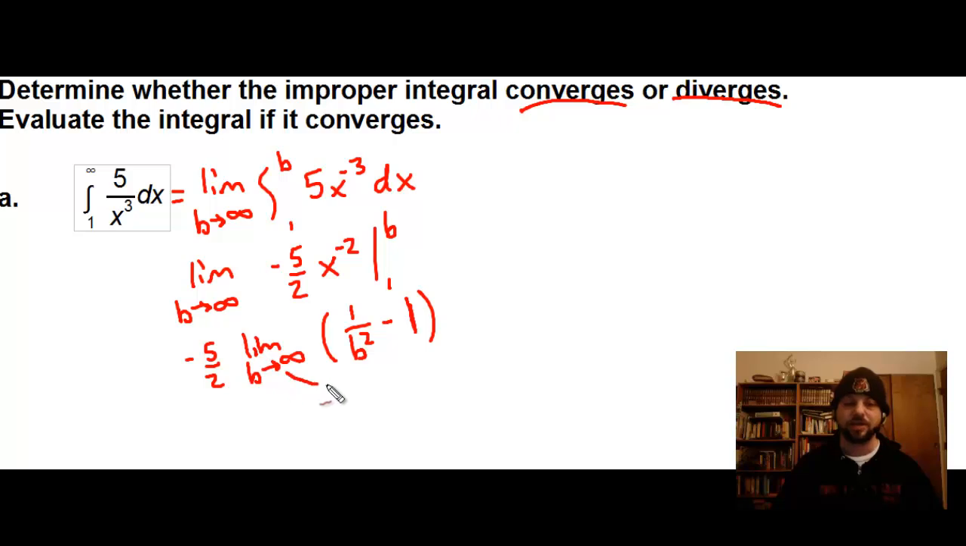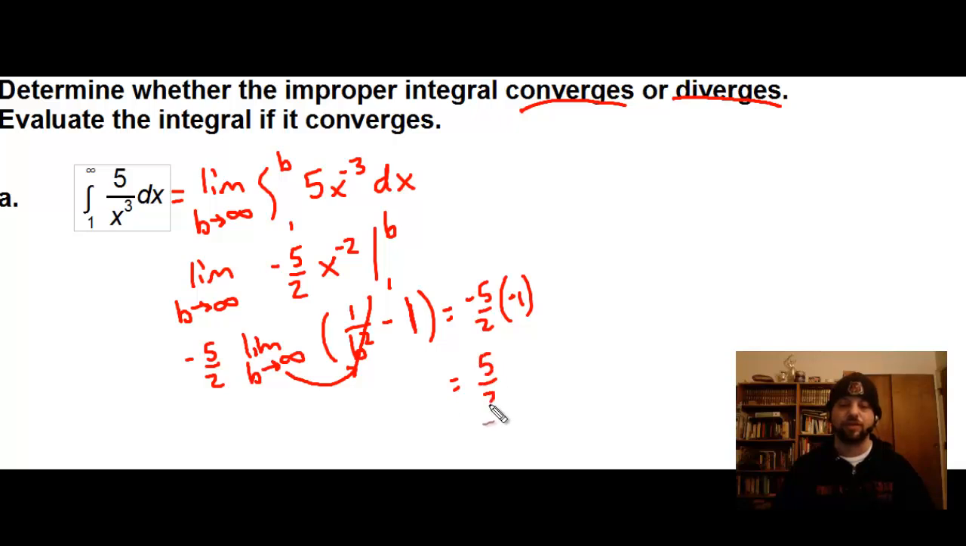I know in reality you're not plugging infinity in, but if you think about it that way, this essentially is going to become 0. And so what we end up with here is negative 5 halves times 0 minus 1. And so this definite integral is going to end up evaluating to 5 halves.